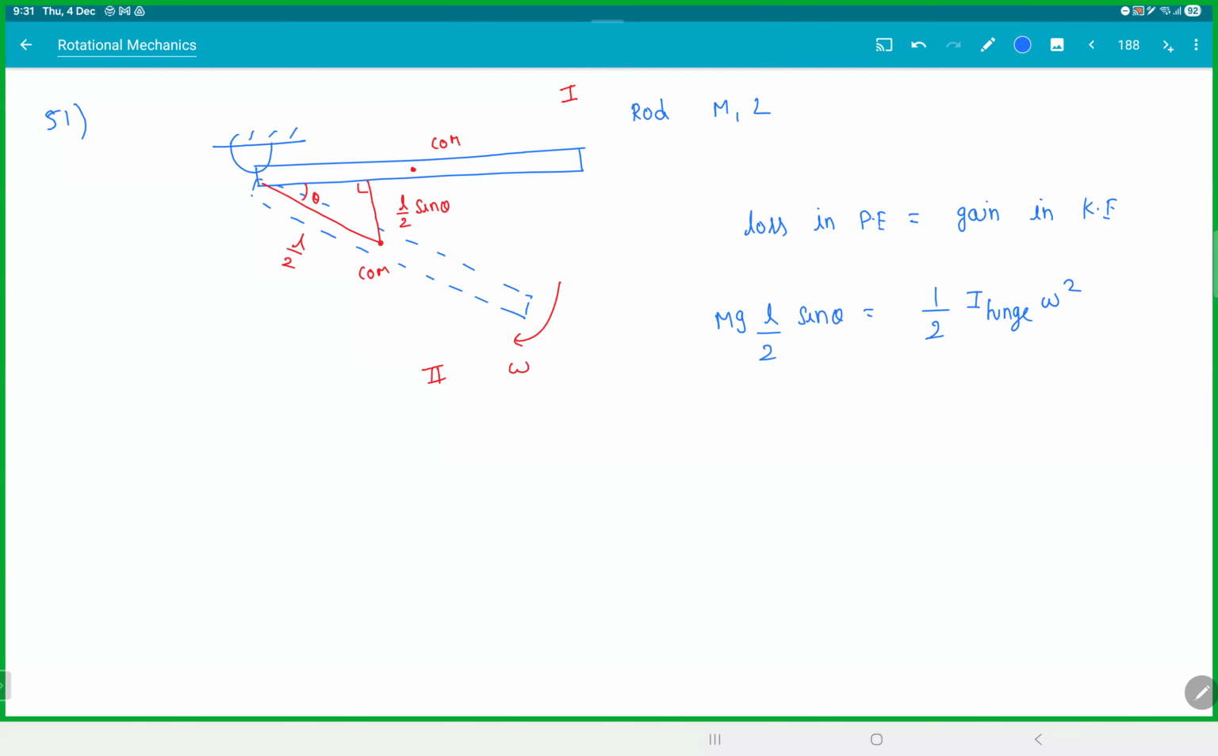If you have a fixed point and it is rotating about that, keep your life simple, just take everything about that. This would be mgL sine theta, the 2 goes off. And I about the hinge will be mL square by 3, times omega square. Omega will be root over 3g sine theta by L. Check: if it becomes vertical, theta is 90, then omega will be root 3g by L.